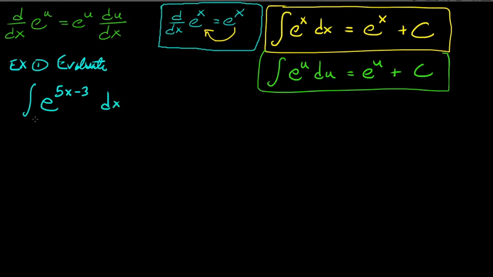Well, how do we do that? It's pretty clear that if this is the exponent, I need the exponent here, this 5x minus 3, to be my u.